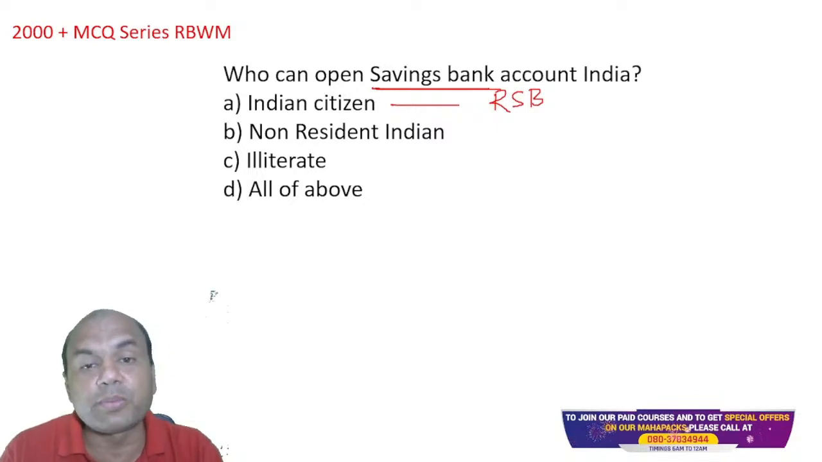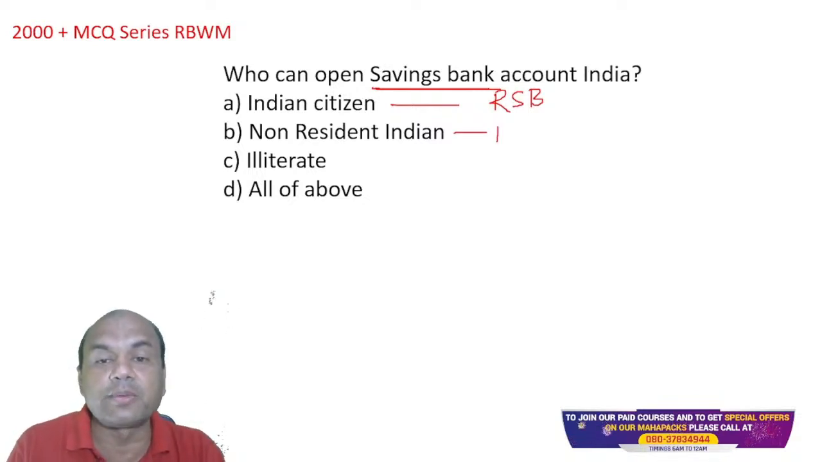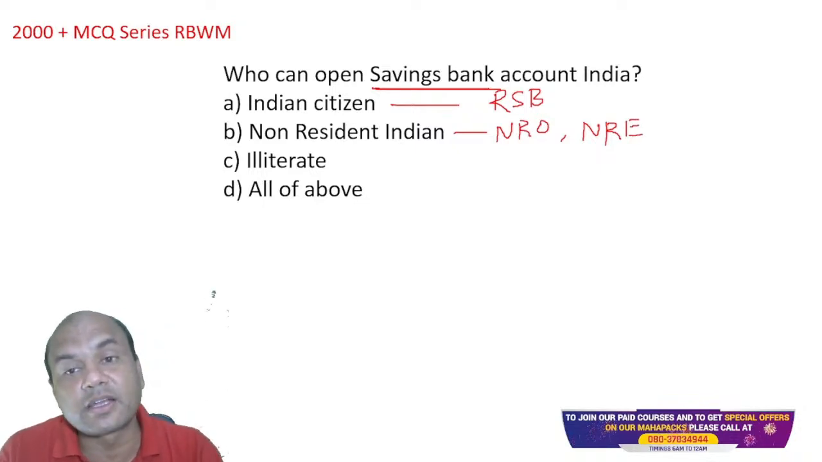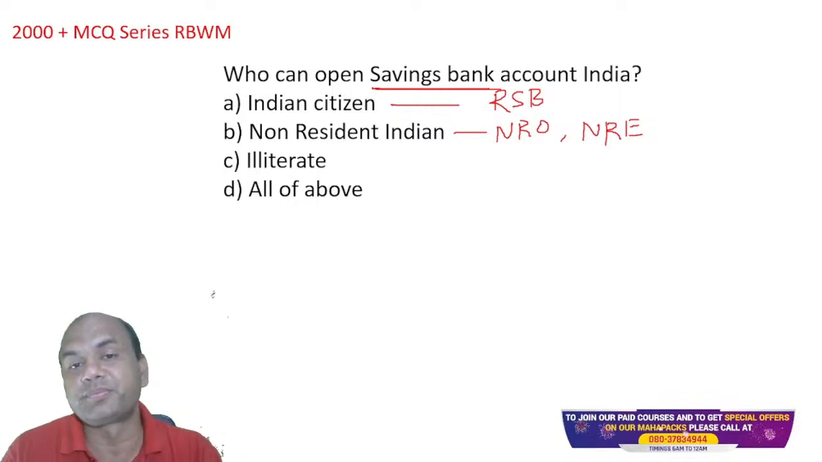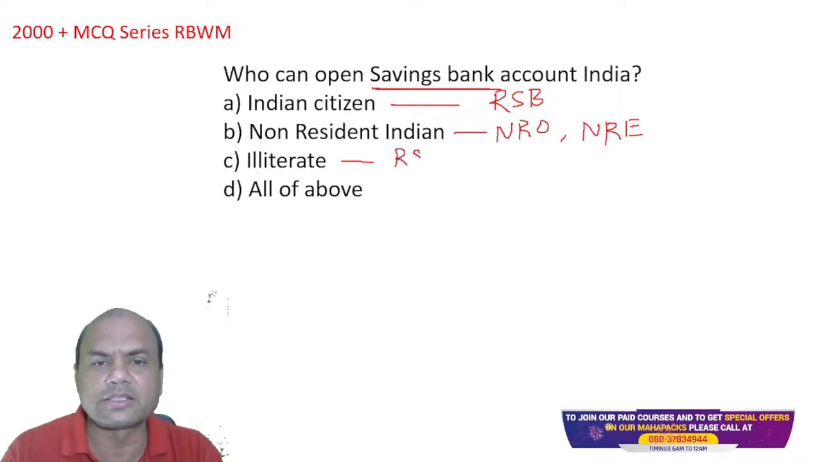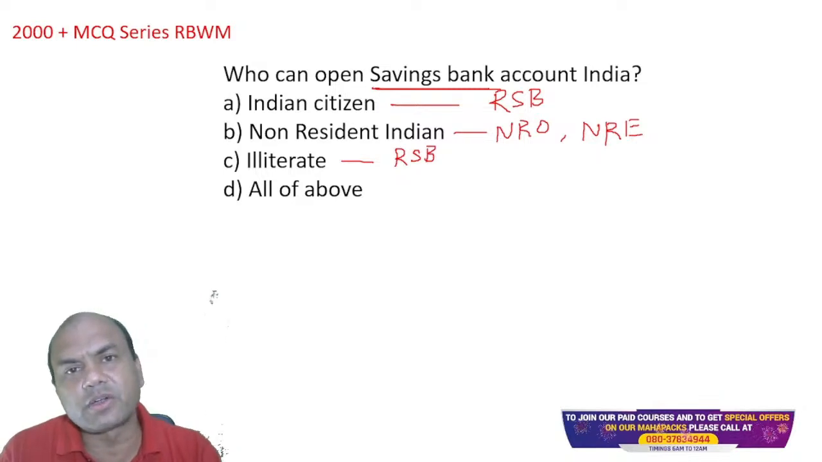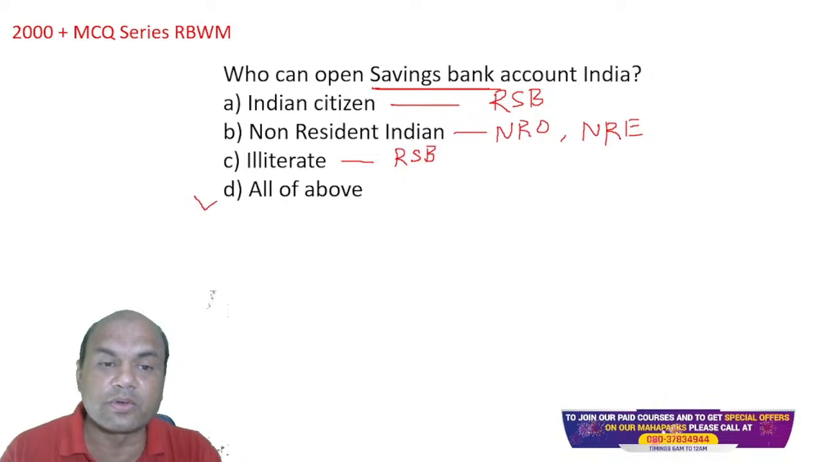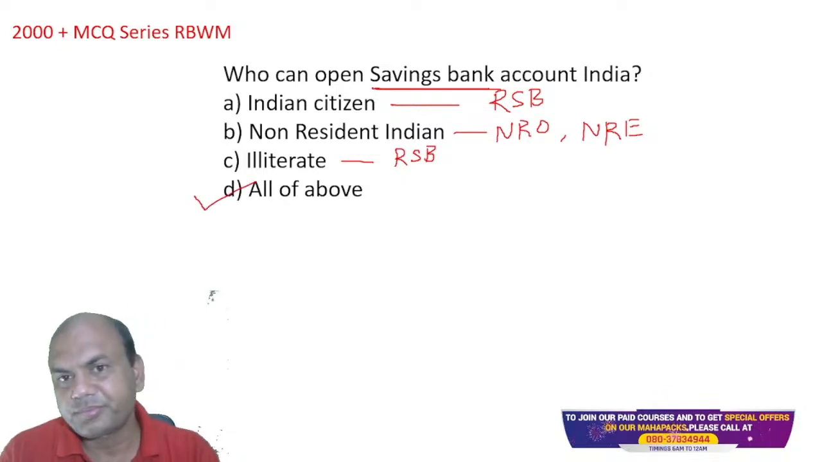When an NRI opens the savings account, it can be two types, NRO or NRE. Both are allowed. Non-resident external and non-resident ordinary. Both these are non-resident accounts. Illiterate? Yes, obviously, that is RSB only. So anyone can open the savings account, any eligible person. Can a child open the savings account? The answer is D. Okay.